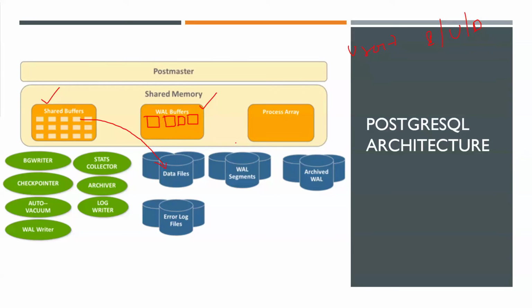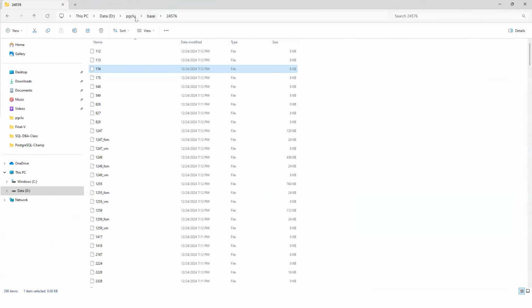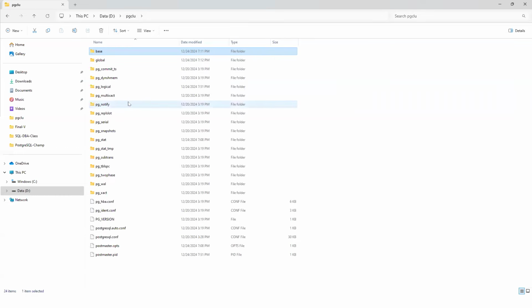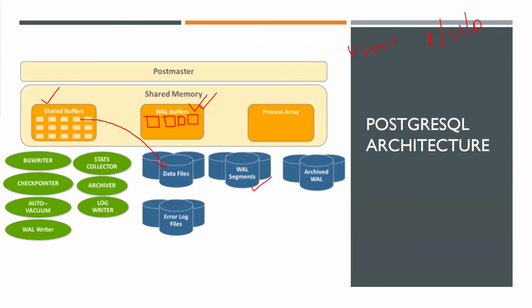Don't get confused. There is a WAL buffer and there is a WAL segment. If you go here, there is a concept called pg_wal. Very important. This is in the disk, which means your WAL segment is on disk. This is in the buffer, which means RAM. The WAL buffer is nothing but RAM. The WAL segment is nothing but disk. Your data is also on disk.